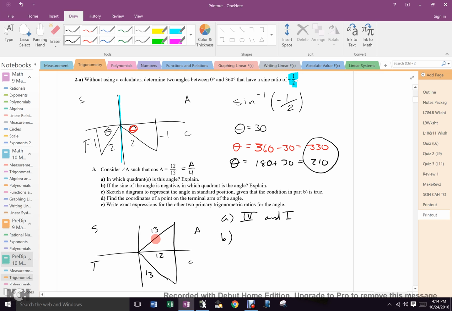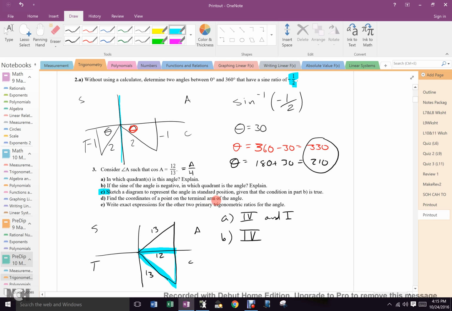B, if the sine of the angle is negative, in which quadrants is the angle? So if the sine is negative as well, then it can only be in quadrant 4, because over here sine would be positive. C, sketch a diagram to represent the angle in standard position, given that the condition in part B is true. So that's this guy right here. It has to be this guy. I'm going to highlight it for C. It has to be this.